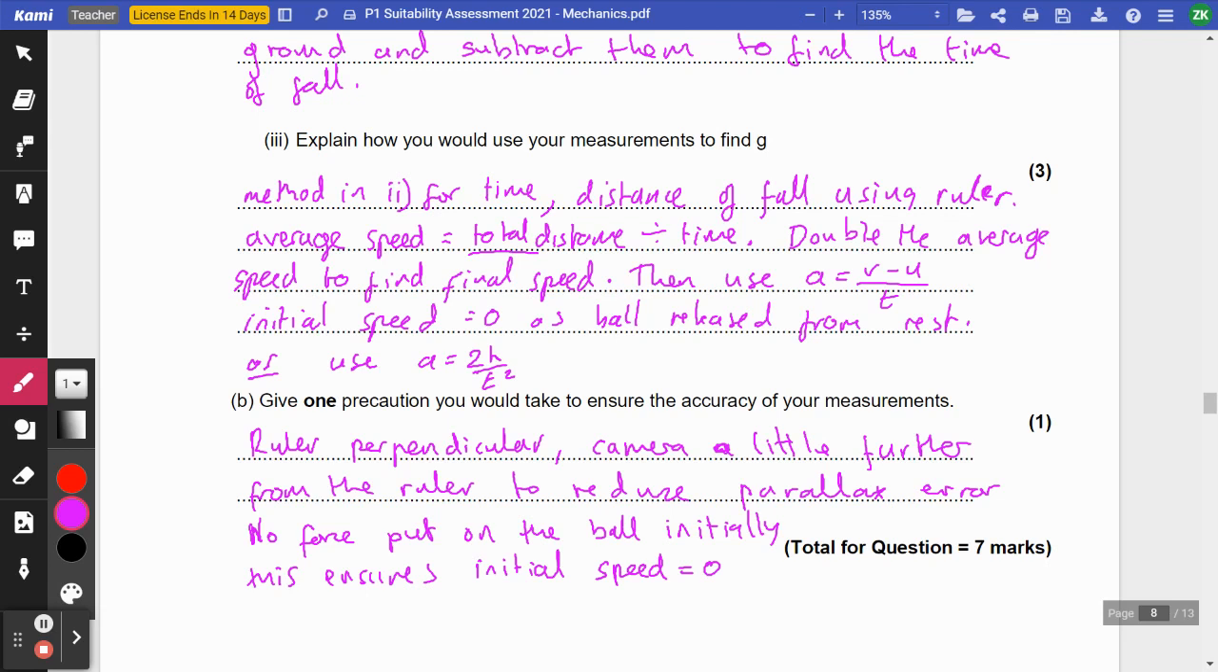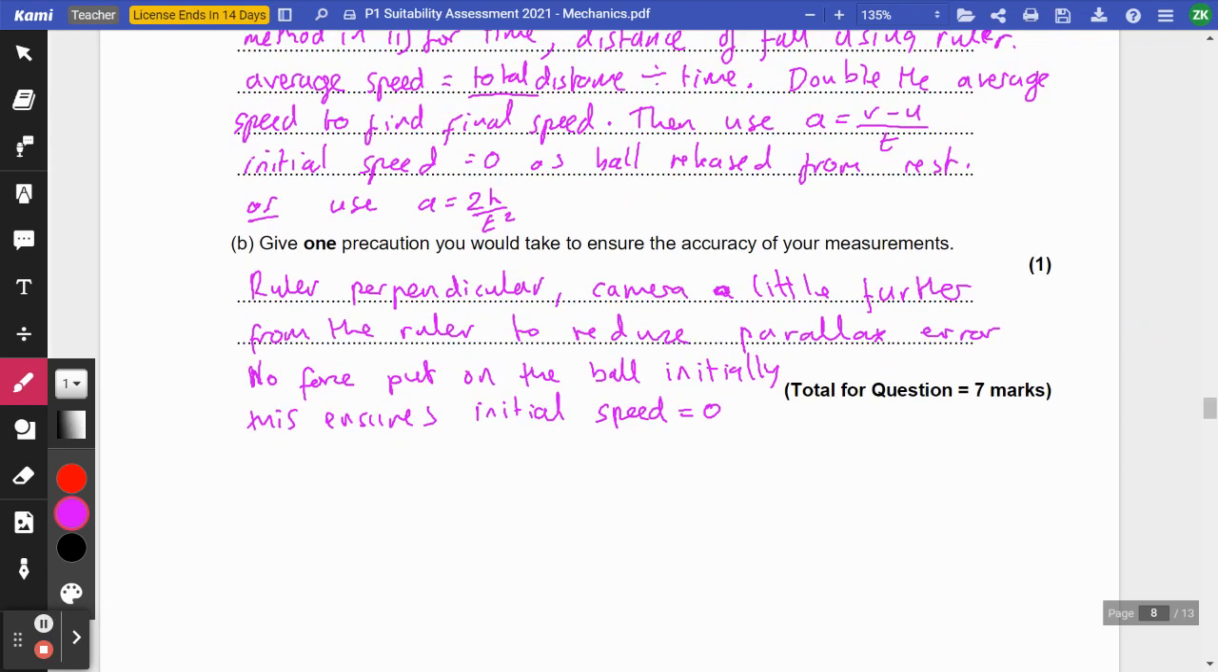Or when we put all of these formulas together, we actually get the acceleration is equal to 2 times the height over the time it took for the object to fall squared. And this was a derivation that was done in class. So that's a quick jump and you get to the answer straight away, or you have to mention all three at the same time. So give one precaution that you would take to ensure the accuracy of the measurements.